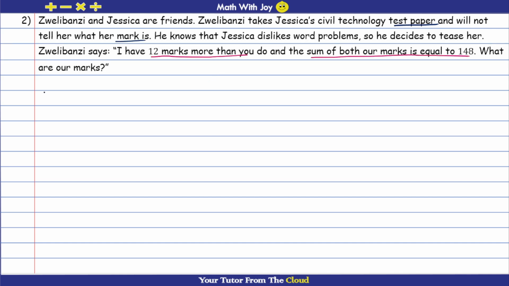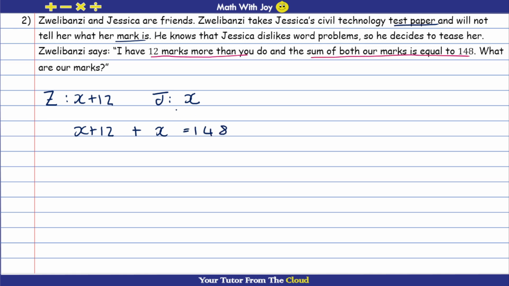So over here already we have Zweli and we already have Jessica. I don't know how many marks Jessica has, but I know that Zweli will have Jessica's marks, but with 12 more. So that means that I need to add 12 to whatever Jessica got to understand how much Zweli has for his marks. And he also says, and the sum of both our marks is 148. So that means that I have to take Zweli's marks, which is x plus 12, and I need to add it with x to give us 148.